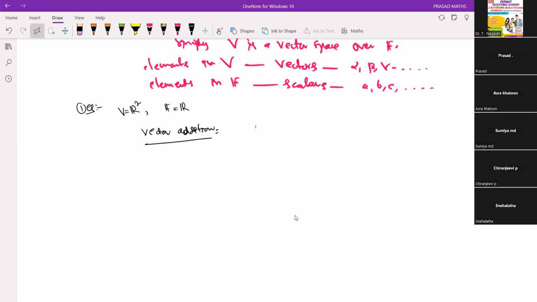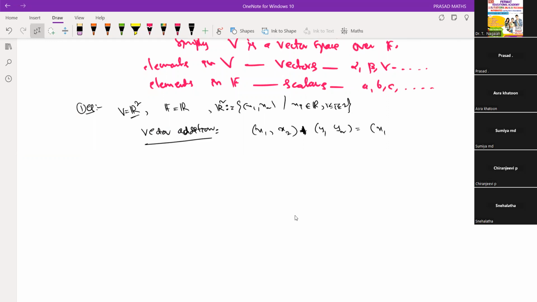You can take any vector. So what is my R2? R2 is nothing but the set of all ordered pairs, where each element should be a real number. So you take any two elements, x1, x2 and y1, y2. This is my addition, my operation on V. This addition represents an operation on V, the first operation, the internal operation.